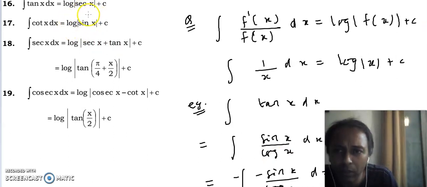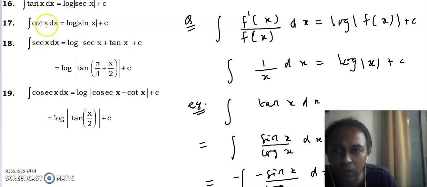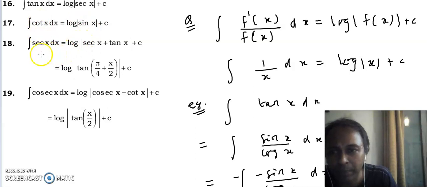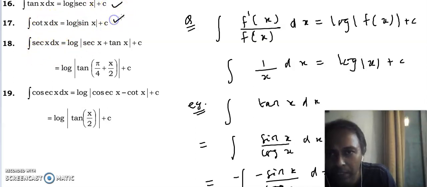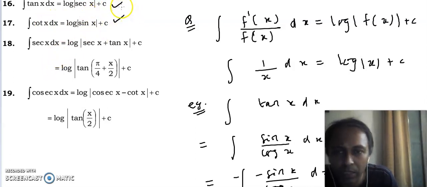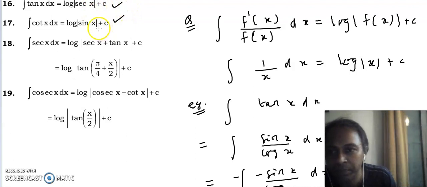Similarly, you can on your own derive the integral of cot x by doing cos x upon sin x, and sin x's derivative is cos x, hence log mod sin x. So these two are a little different ones. We have just covered them. Students are advised to learn them.